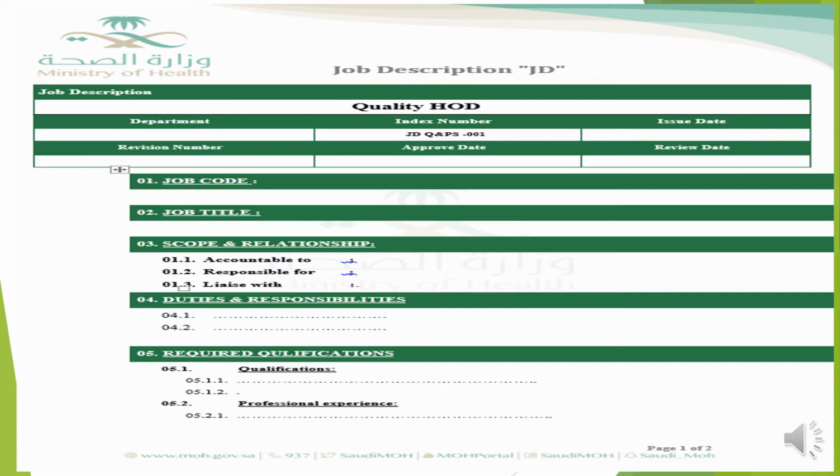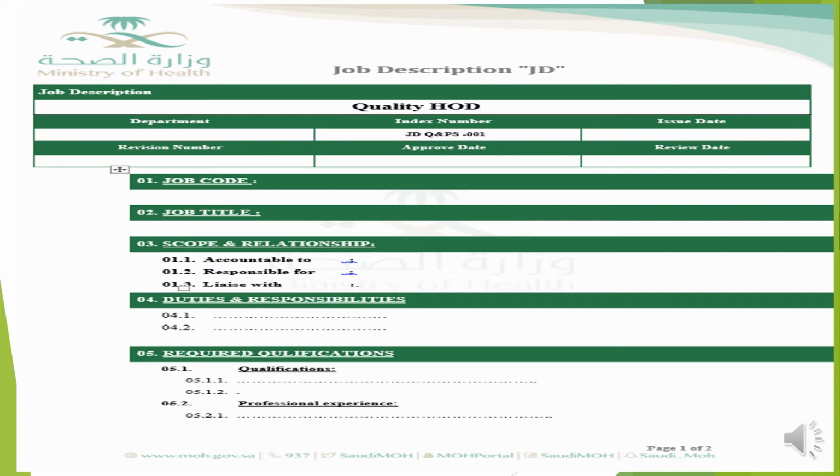The mistake here, I saw in a lot of facilities that they put the issue date is the same as the approval date. You cannot do it today and go to the hostel director to sign it on the same date. So you have to give him a chance to read if there is any modification, and so on. Review date is when you're going to change this one.